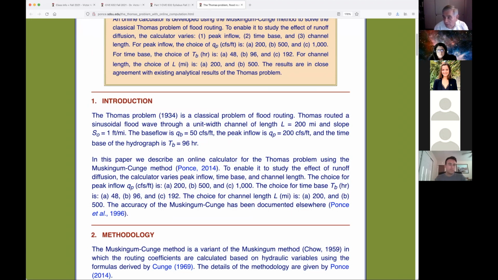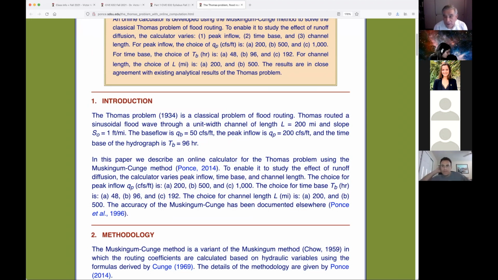I gave you 2 weeks because I wanted to give you ample time because it can be tricky if you have never done it. I mean, it's easy if you've done it 10, 100 times like we have. The base flow QB is 50, the peak inflow is 200, the time base of the hydrograph is 96.